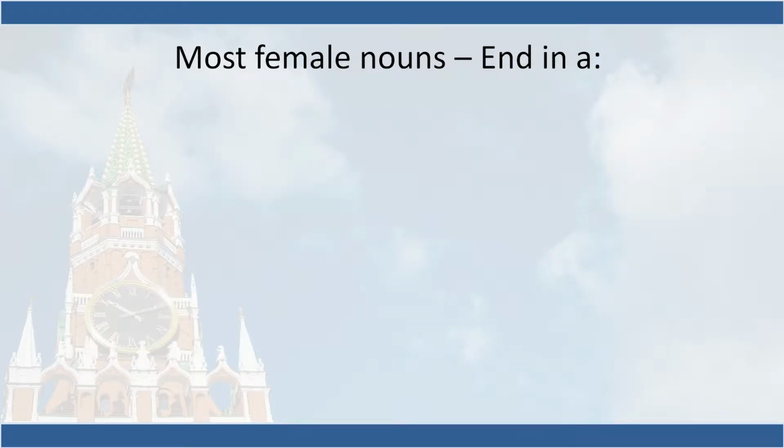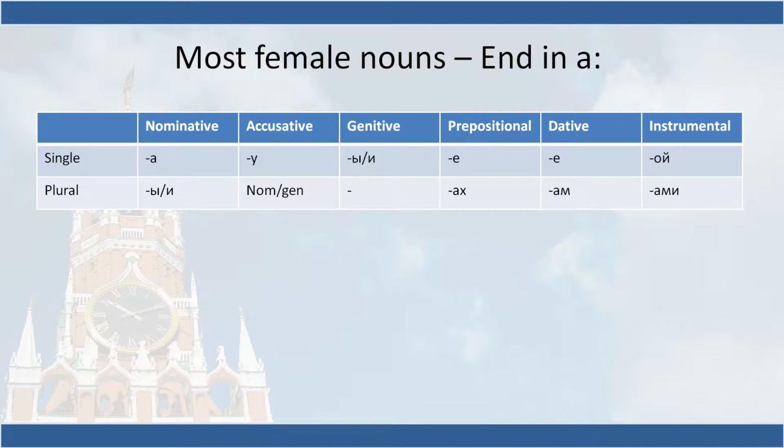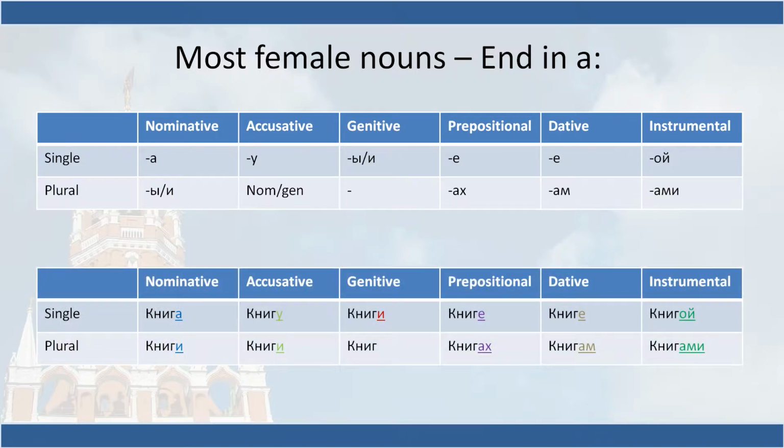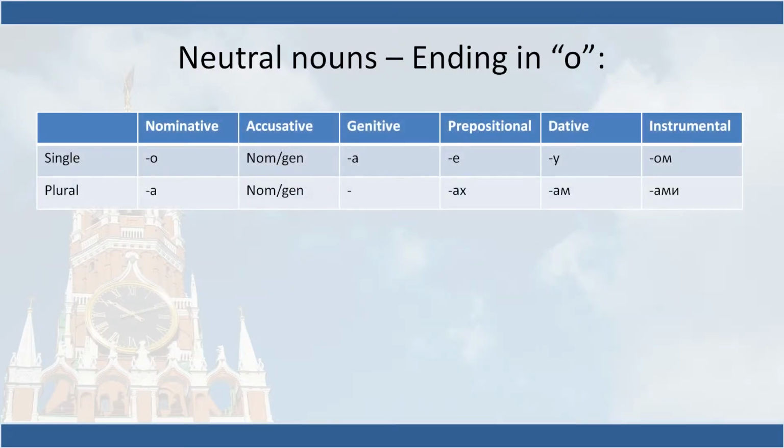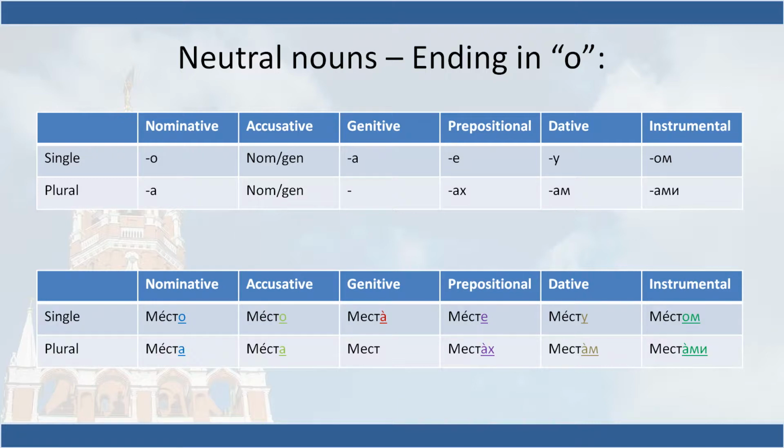And this is for most female nouns that end in a. Example with the word book, kniga. Kniga, knigi, knigu, knigi, knigi, knig, knige, knigakh, knige, knigam, knigoy, knigami. They are slightly different. And for neuter nouns ending in o, mesto: mesto, mesta, mesto, mesta, mesta, mest, meste, mestakh, mestu, mestam, mestom, mestami. Here it's like a combination between the other 2 tables.